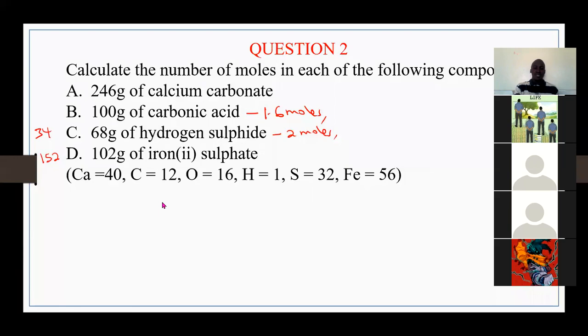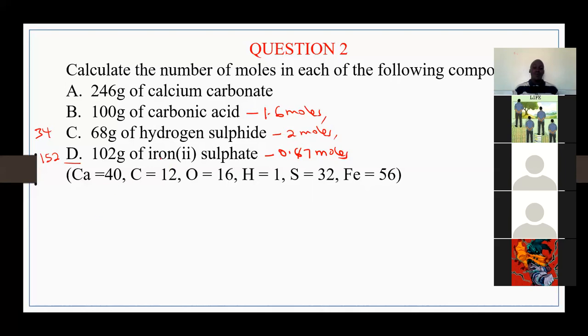Klein, what are you obtaining? Vianney, what are you getting? D is 0.7 moles. Okay, so 0.7. So we are going to do part D only. Now wait for me. We are going to do part D and probably go to question 3.